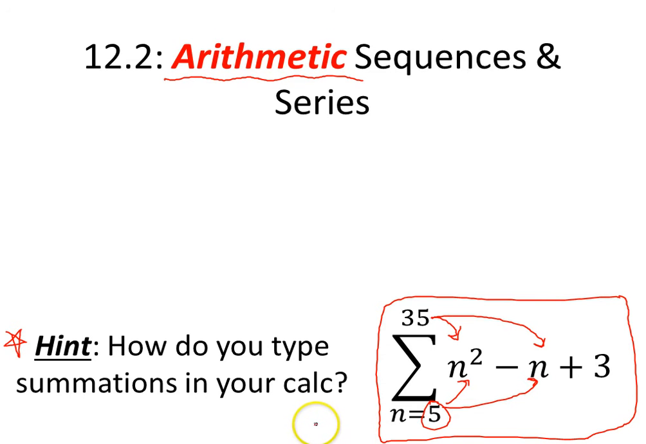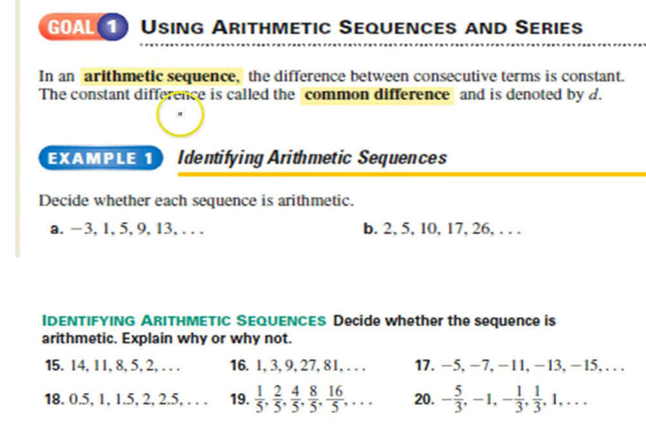Now, going back to 12.2, the arithmetic sequence and series. The arithmetic sequence is where the difference between consecutive terms gives you a constant. Consecutive is one after another. So when you're looking at your terms, the difference between them is constant. So you're adding 2 every single time, or you're subtracting 5 every single time. But the difference stays constant. This constant difference is called the common difference, denoted by d.